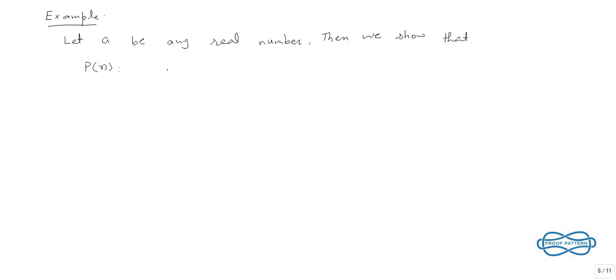Okay, we move to the second example. In this example, let a be any real number, then we show that the condition Pn is a to the power n minus 1 is equal to a minus 1 into a to the power n minus 1 plus a to the power n minus 2 and so on plus 1, and that is for all n greater or equal to 1.